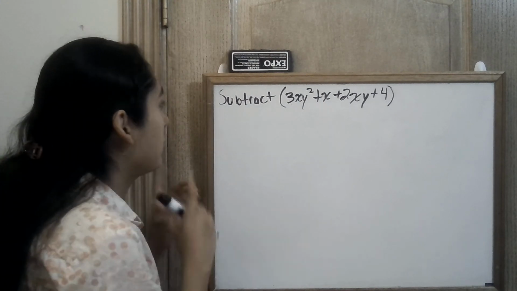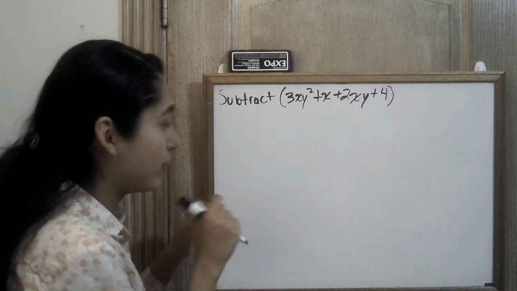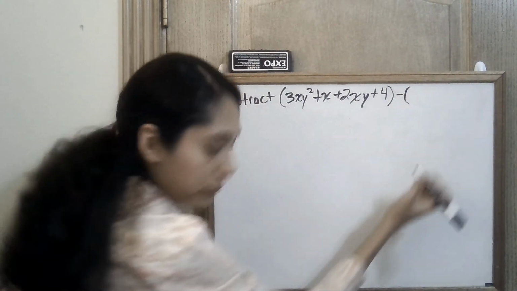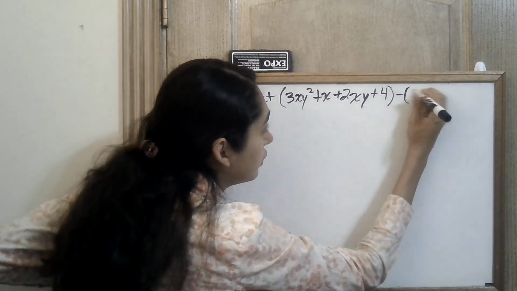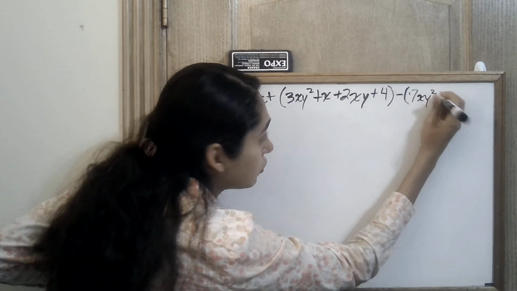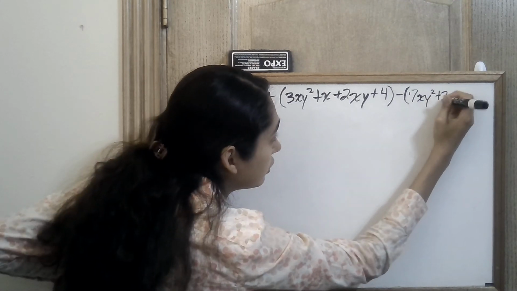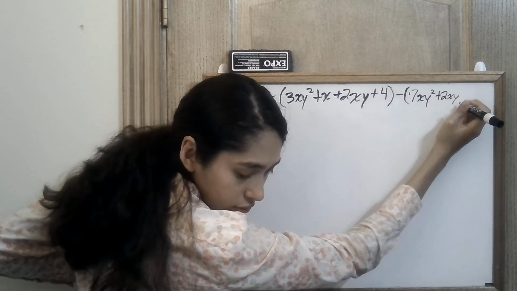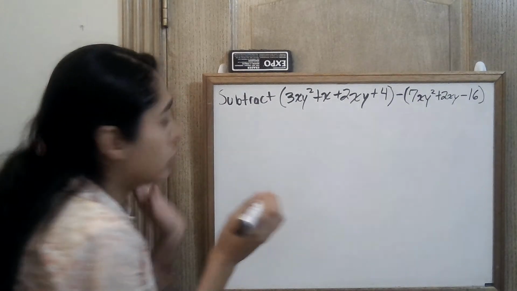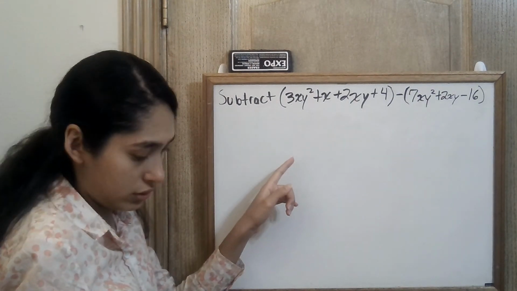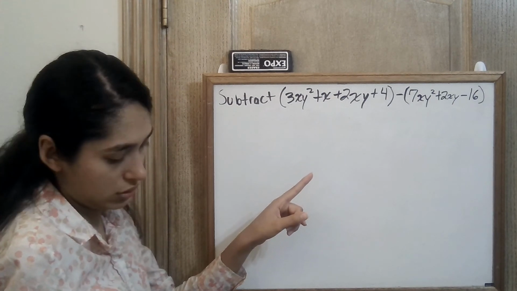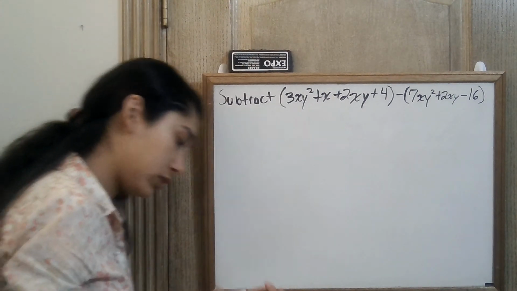Right. Back onto subtracting polynomials with different variables. Okay, minus, I hope I have enough room. 7x squared plus 2xy minus 16. That is a 7. Let me just double check. Yes. Okay. So what do we do here?